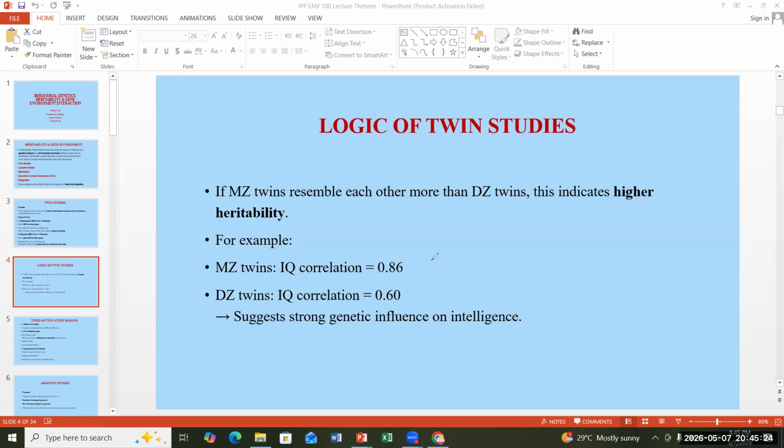Just try to understand that if we are doing a twin study, we likely find that monozygotic twins show higher correlation between their traits. In terms of percentage, we will say that they are 86% similar. And dizygotic twins are about 60% similar. And this suggests that genetics influences intelligence. On the basis of this result, we can say that genetics influences the intelligence quotient of an individual.